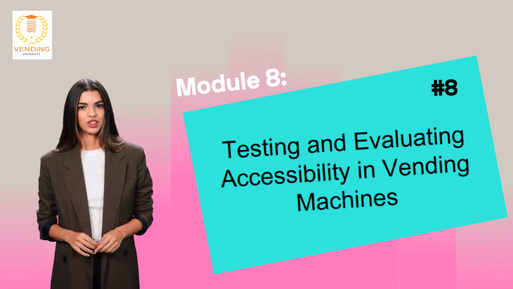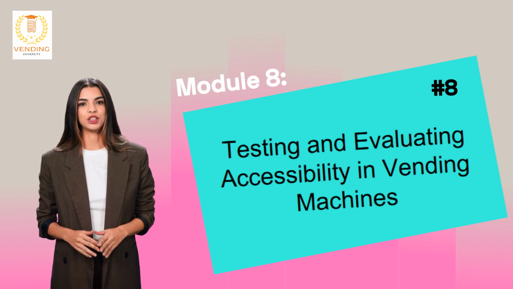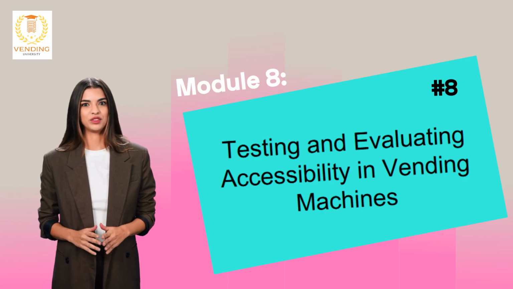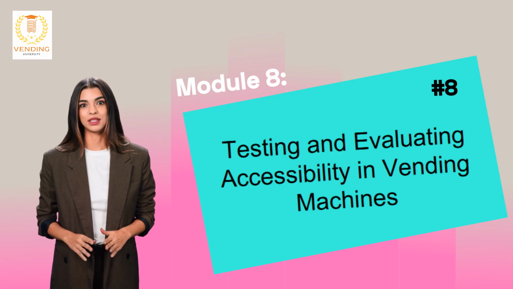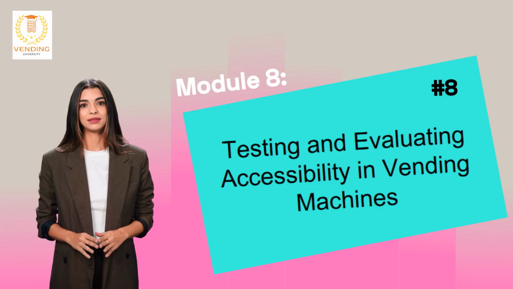Designing an accessible machine is only the first step. Regular testing helps identify issues that might otherwise go unnoticed and ensures ongoing compliance with legal requirements and best practices. Testing accessibility involves both technical assessments and real-world user feedback.